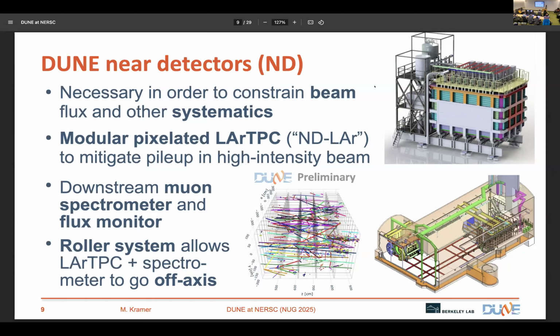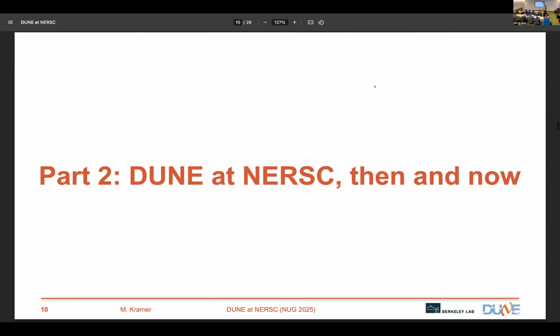There will be a downstream so-called muon spectrometer, because muons like to travel in these nice straight lines and punch through, and so we need to catch them. And we'll also have a roller system that lets us move the near detector on and off axis, which further helps us understand the beam that we're dealing with. Okay, so that was a whirlwind tour of DUNE. It's under construction and moving along quite quickly, so it's exciting times.